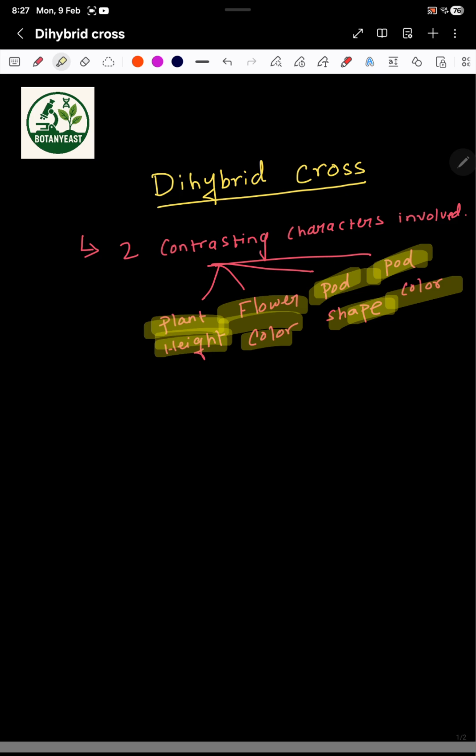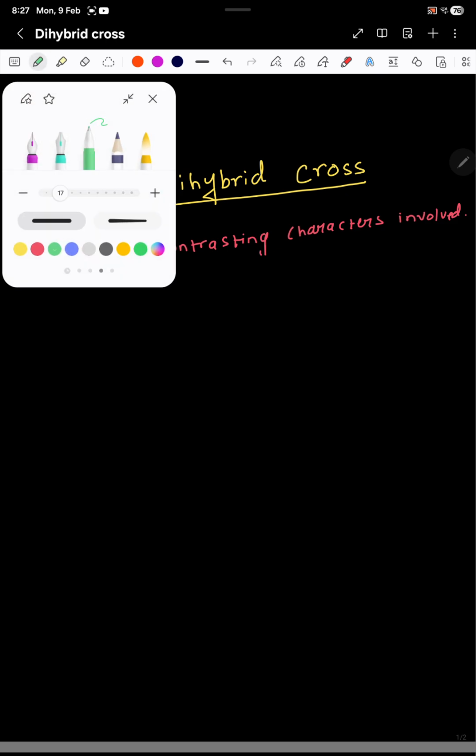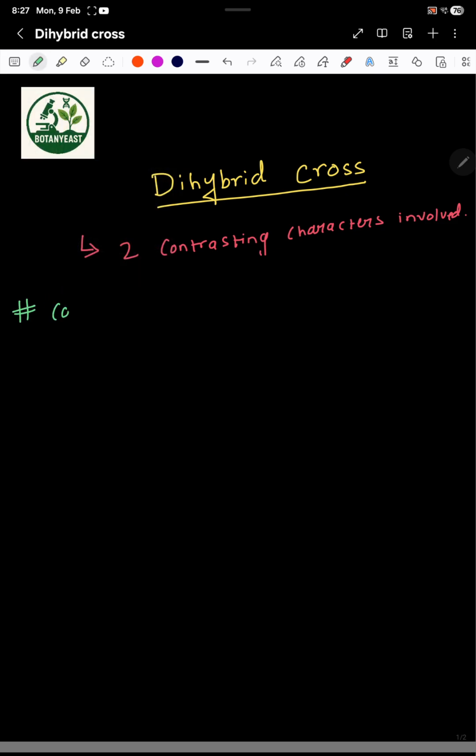So what Mendel saw and concluded from this cross was the law of independent assortment, which we will learn at the end of this topic. So let's see what he did.